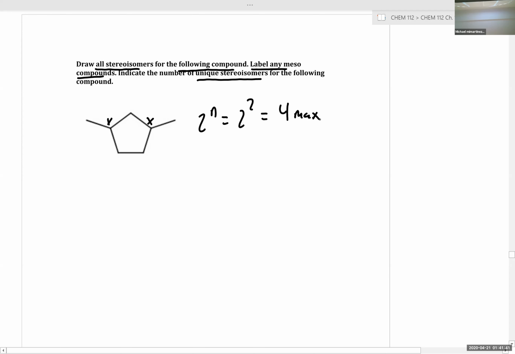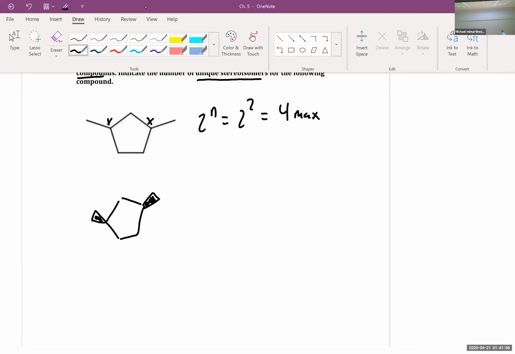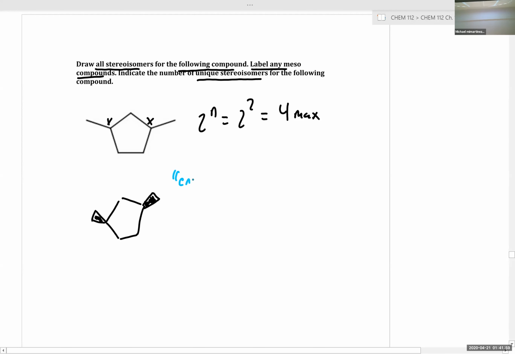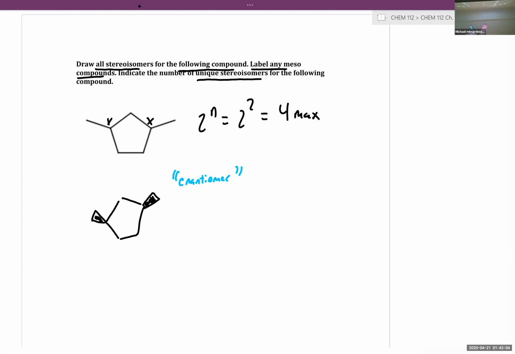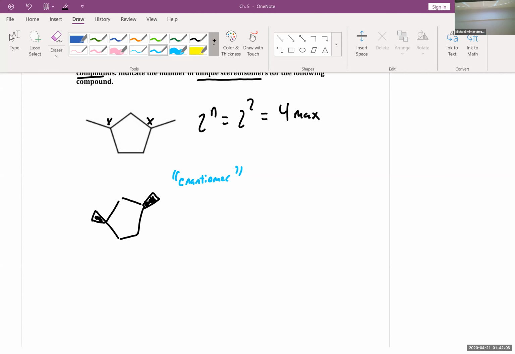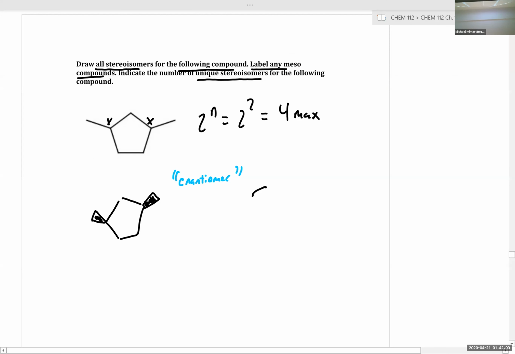So I'm going to use our square method. So I'm going to draw first and foremost just any arrangement. So I'm going to draw up, up arbitrarily. Now, if I wanted to draw an enantiomer, we just invert all of our stereocenters. So we get the down, down configuration.